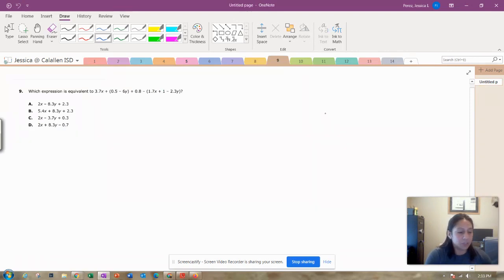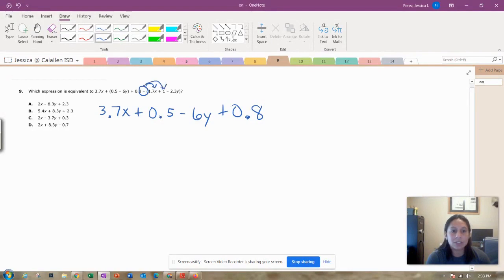Next, problem number 9. Which expression is equivalent to all of this? Again, you need to get rid of your parentheses. 3.7x has no parentheses, so I just write that down. I have a plus all of this, so all of that stays the same because it's a positive. Then I have a plus 0.8, that stays the same as well. And lastly, this minus changes the signs of everything inside. So that becomes a minus 1.7x, a minus 1, and a plus 2.3y.